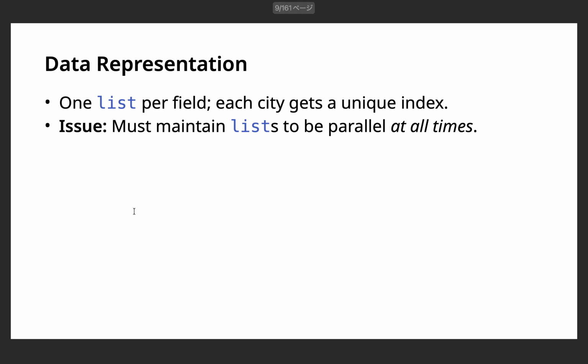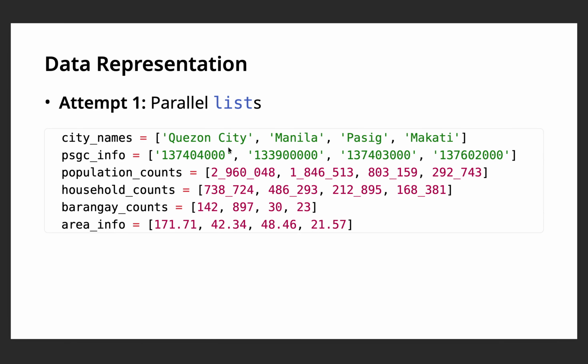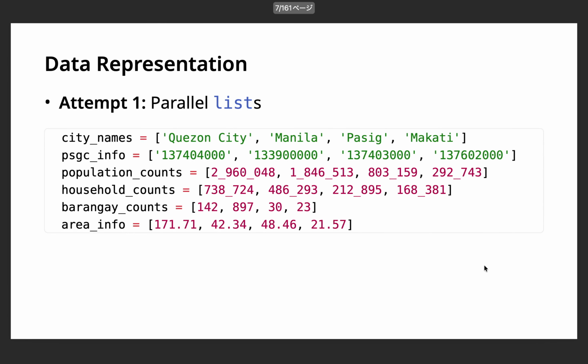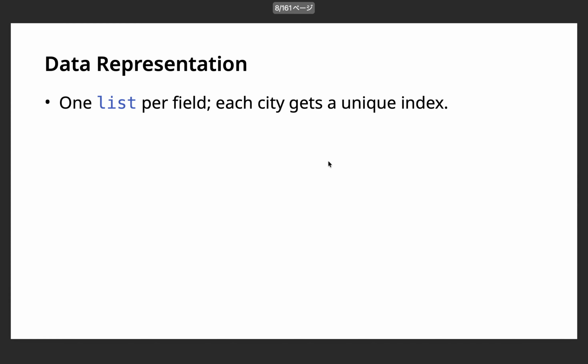So there are several issues that you will run into if you try to represent your data like this. And the main one is that since these are parallel lists, you will have to maintain them simultaneously. So if I wanted to add a new row over here in this table, I would have to add an entry to each of the lists over here. And since there are many lists, there are 6 lists over here, that can get pretty hard if you're not careful enough.